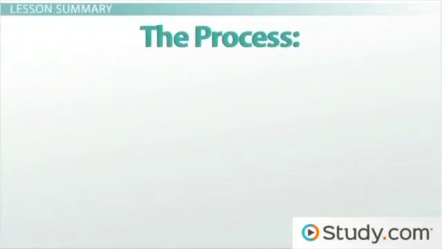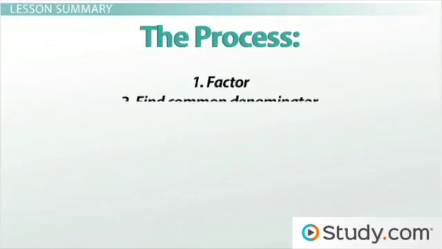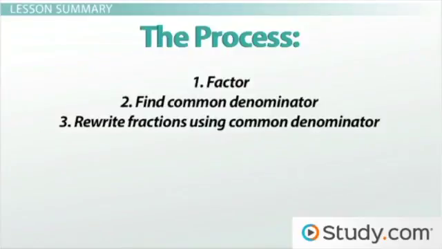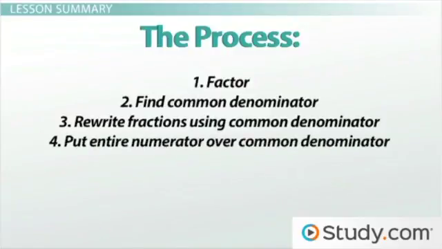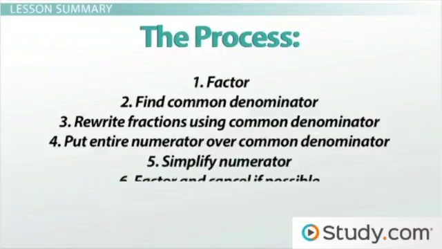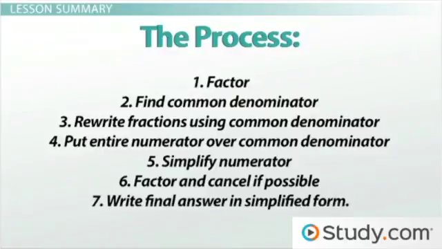As we've seen, the process to add or subtract rational expressions is, first, we need to factor. Second, find a common denominator. Third, rewrite each fraction using the common denominator. Fourth, put the entire numerator over the common denominator. Fifth, simplify the numerator. Sixth, factor and cancel if possible. Seventh, write the final answer in simplified form.